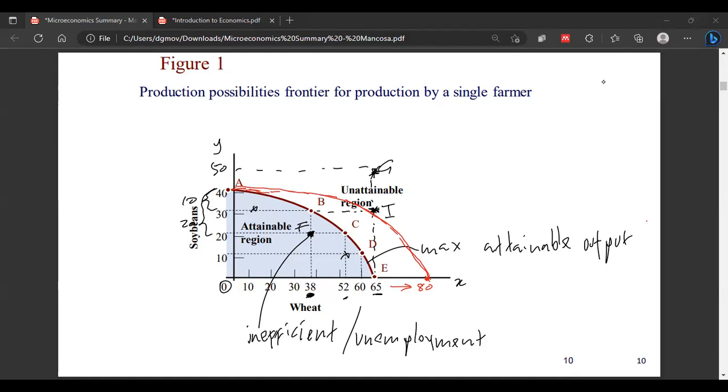I will respond to Harriet shortly. I will respond to you, please bear with me. So I just explained this swivel.